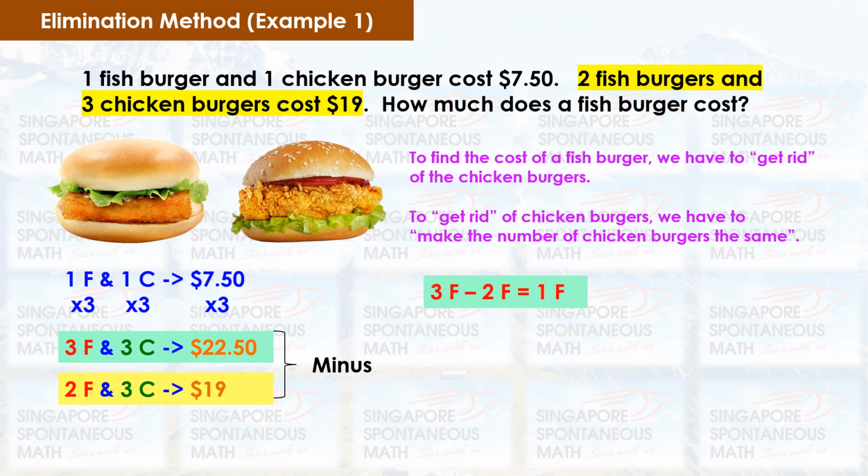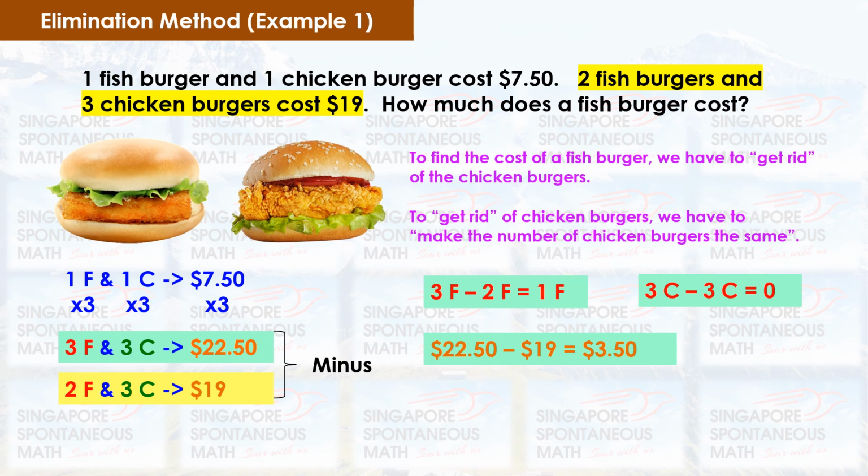3 fish burgers minus 2 fish burgers equals 1 fish burger. 3 chicken burgers minus 3 chicken burgers equals 0. We have now eliminated the chicken burgers. $22.50 minus $19 equals $3.50. A fish burger costs $3.50.